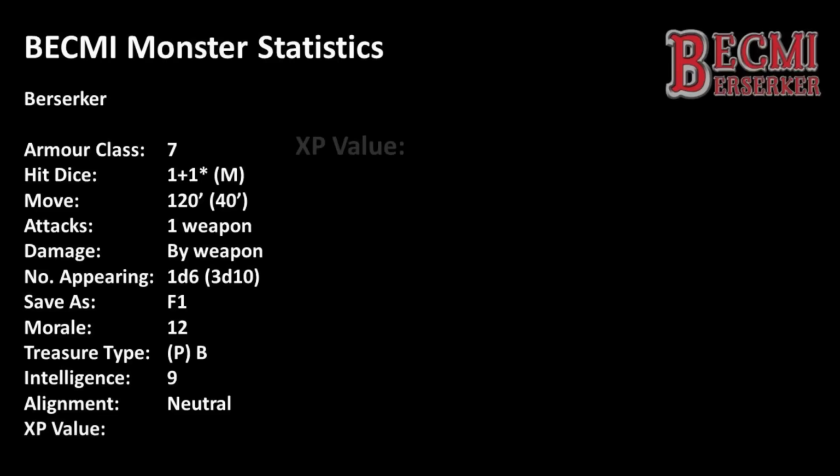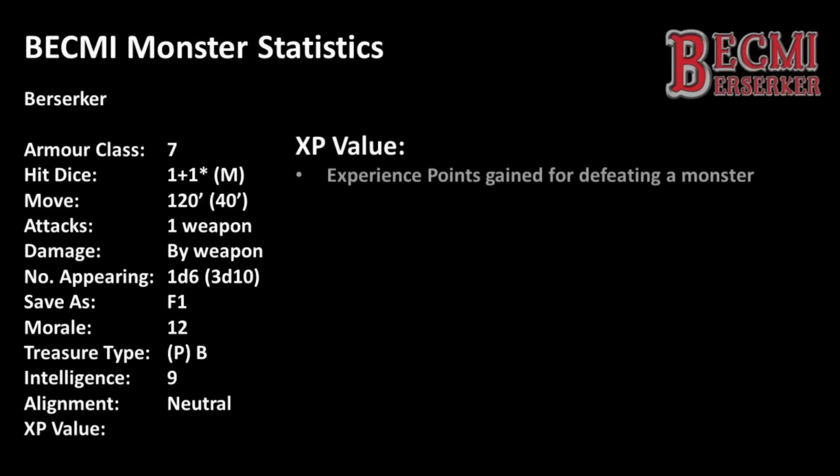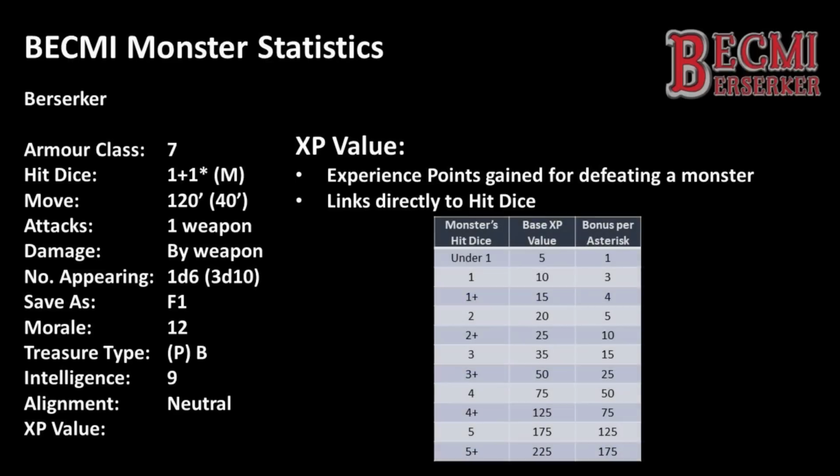And so we come to XP value, effectively meaning the amount of experience points one would gain for defeating a monster. This number is directly linked to hit dice, and so we must refer to the experience point for monsters table to make sense of the number we'll show in the statistic. I've mocked up a section of it here. As you can see, the monster's hit dice returns a value in the second column. Then for each asterisk or special ability the monster has, a further value is added from the third column to achieve a total XP value.